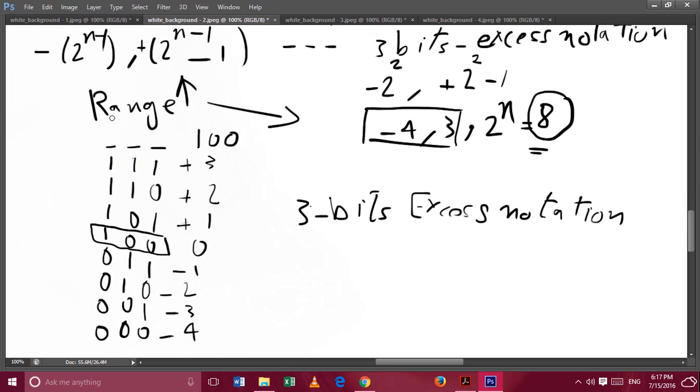As you can see here, -3 can only be represented in 3 bits excess notation. It cannot be represented in excess 2 because excess 2, well, let's see, excess 2 would be able to represent numbers ranging from minus 2 to the power of n-1. In this case, minus 2 to the power of 1 to plus 2 to the power of 1 minus 1, so numbers ranging from -2 to +1. This is what excess 2 is capable of representing. So at least you need a 3 bits excess notation.